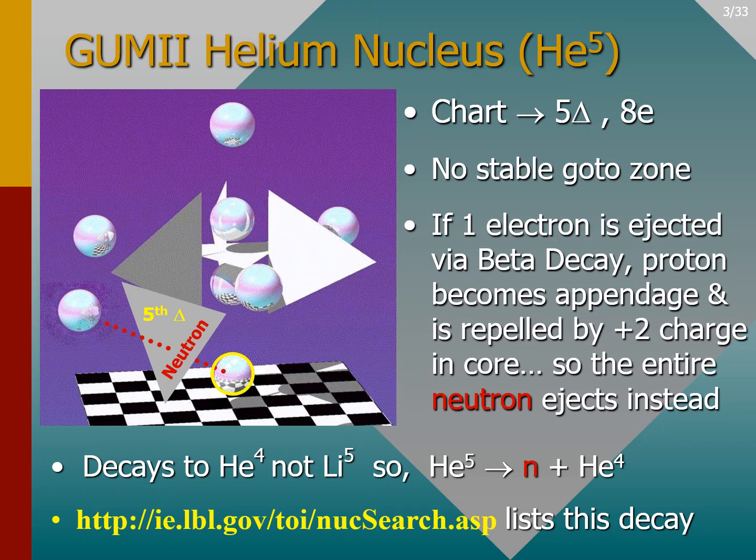This is apparently too much repulsion, and the fifth triangle goes with the quark electron, making the overall result look like a neutron decaying out of the nucleus. So this nucleus decays back to helium-4 instead of undergoing beta decay to lithium-5. And although the GUMII model illustrates this susceptibility to bypassing beta decay, the model certainly didn't predict it.